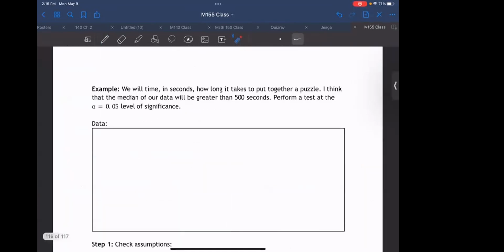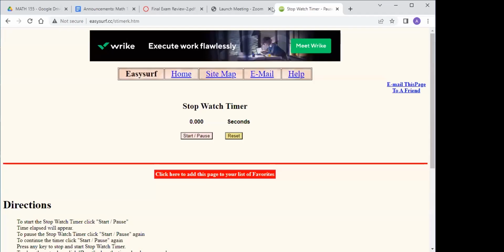Okay. So we're actually going to do an example. And we're going to create our own data for this example because I'm a little bit bored. What we're going to do here, let me share my screen real quick, is I have a timer. I also have these really badly made puzzles. We're going to time the amount of time it takes to do these puzzles. But first we have to come up with an estimate. How long, in minutes, do you think it would take to do a 48-piece puzzle? Any guesses?